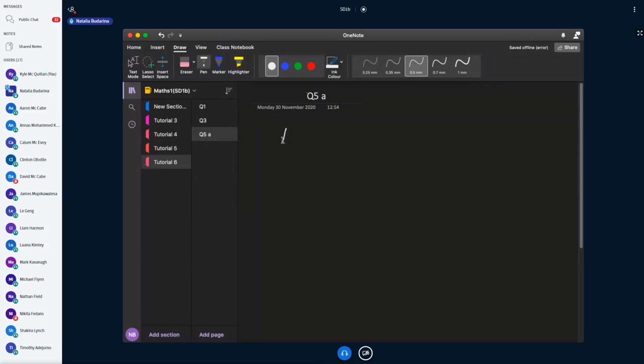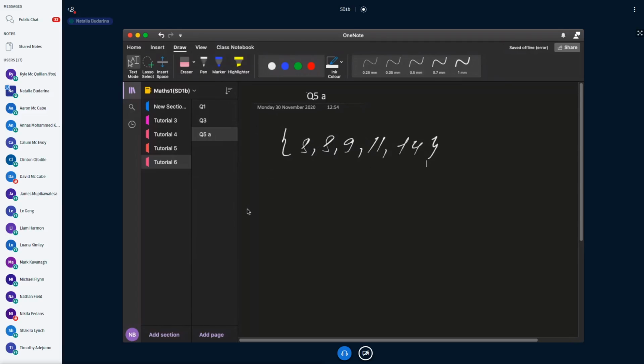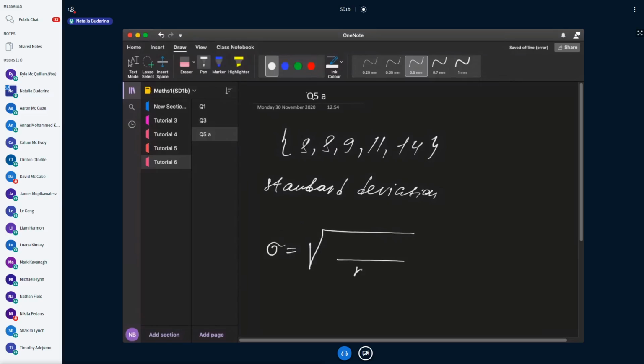Okay, our sequence is h, 9, 11, 14. To find the standard deviation, we're talking about the population. So sigma is equal to, and in the denominator we have n. We're not talking about a sample, because it's not in your course at all. If it were a sample, it would be n minus 1. Since we talk about the population, the denominator is n.